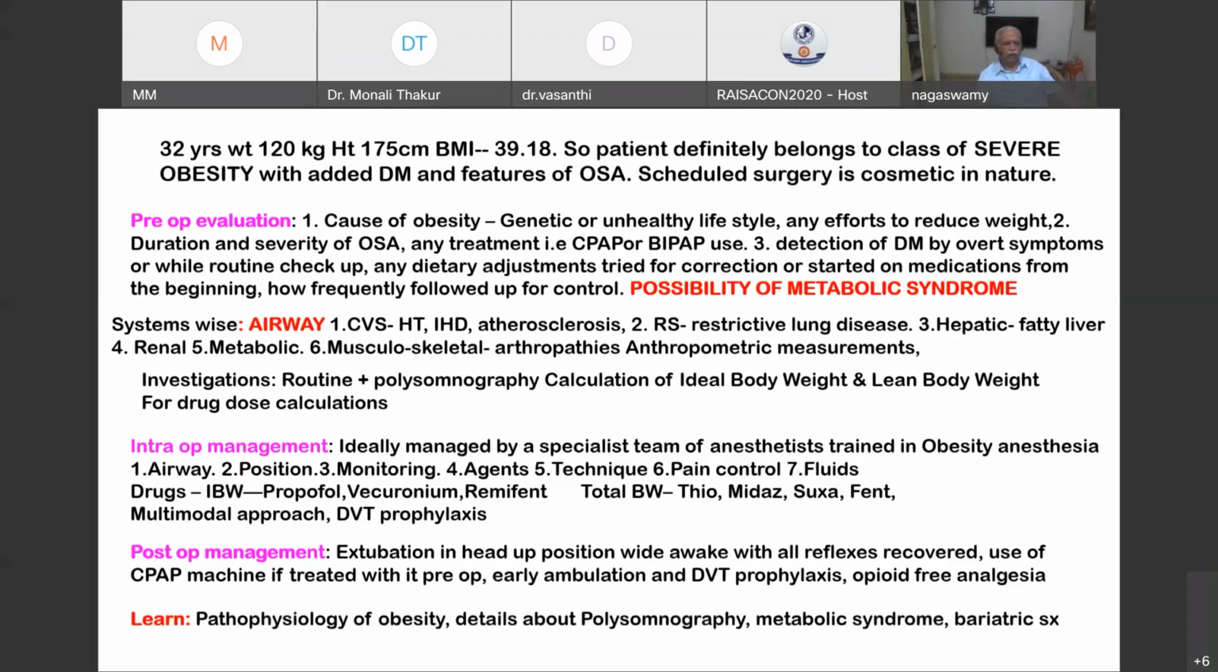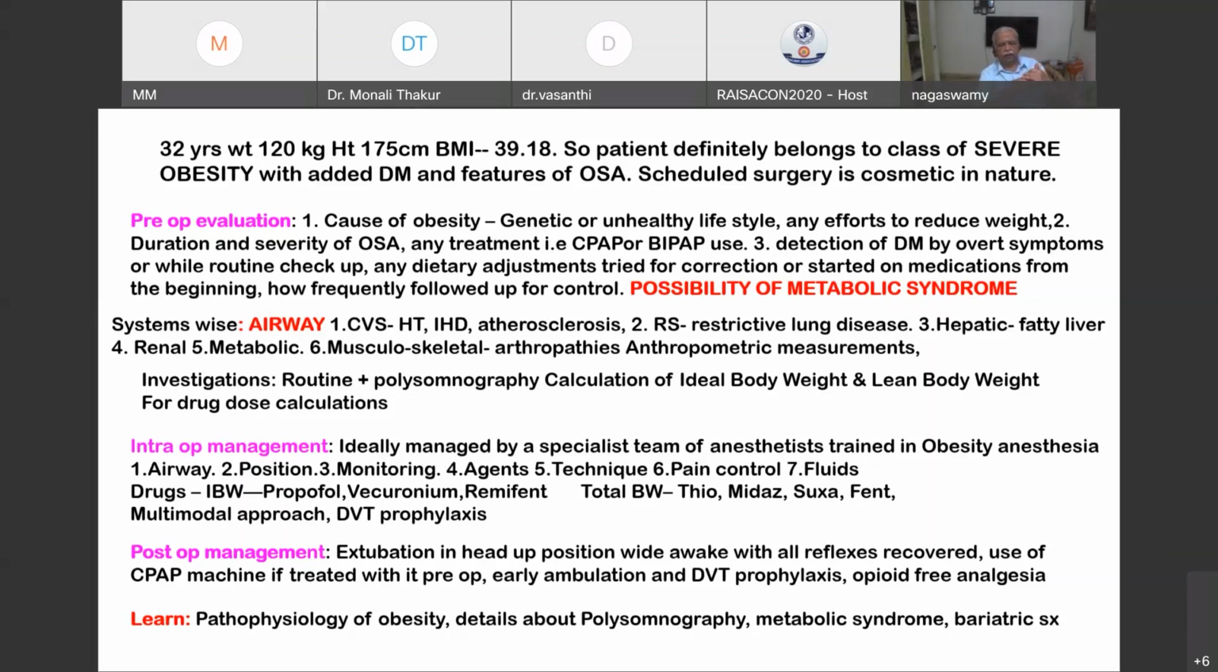So what are the other things you have to learn before the exams? Pathophysiology of obesity, details about polysomnography, how is it done, and what are the components of metabolic syndrome. And supposing the examiner suddenly leaves this case scenario and asks how will you do a bariatric surgery for this patient? That details also you should be able to answer.